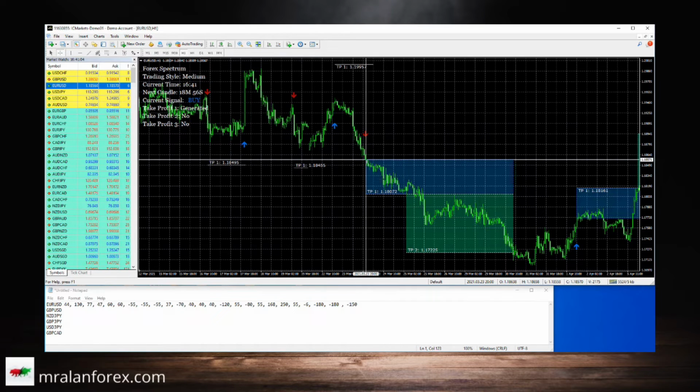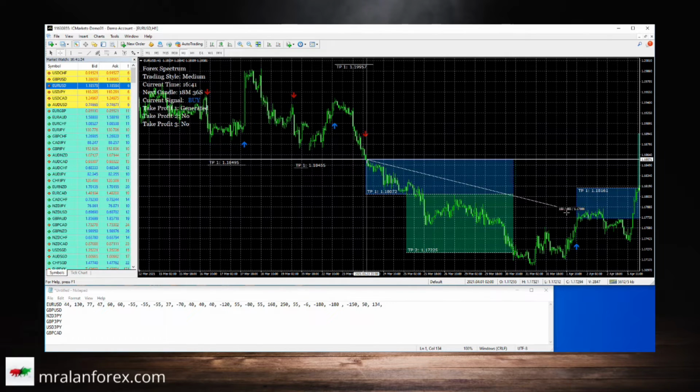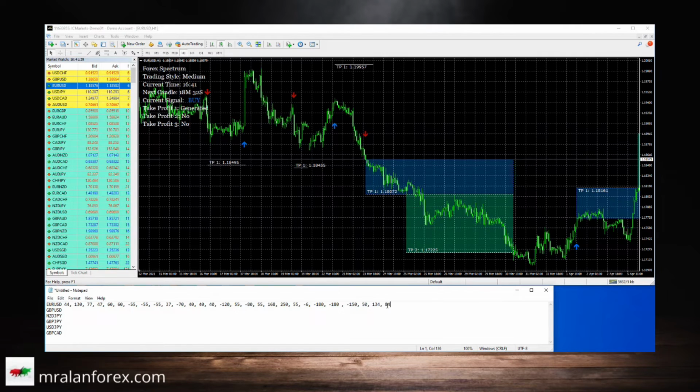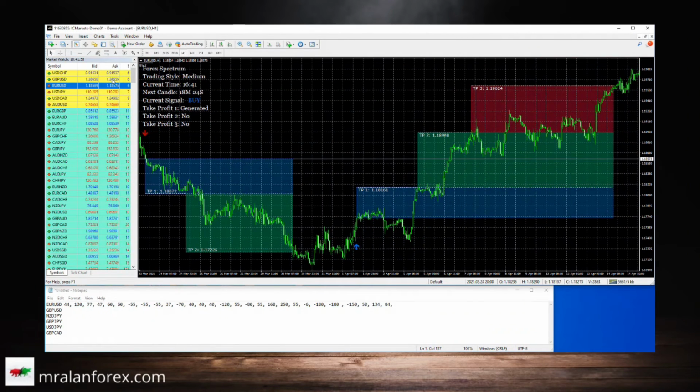There we are, so that's 50 and 134, 50, 134, and then we get our arrow to tell us to get out. So that's here to here, which is still 84, so quite a nice profit. And then we get our buy, and it looks like we hit all 3 targets, so this is another really nice move.